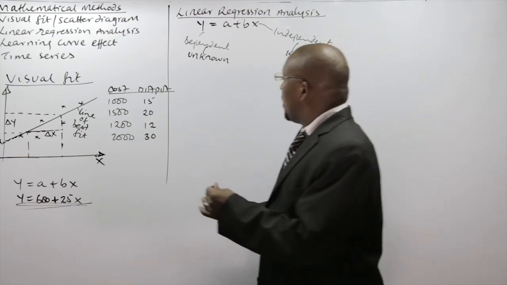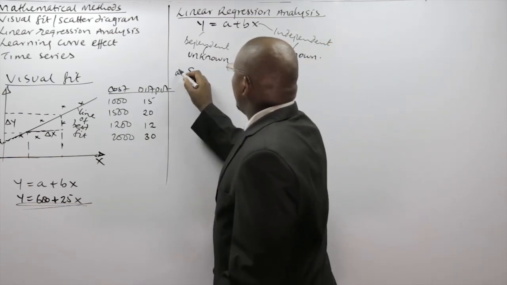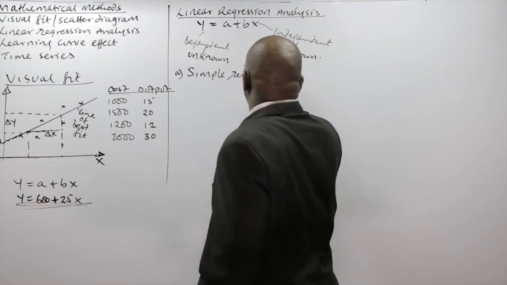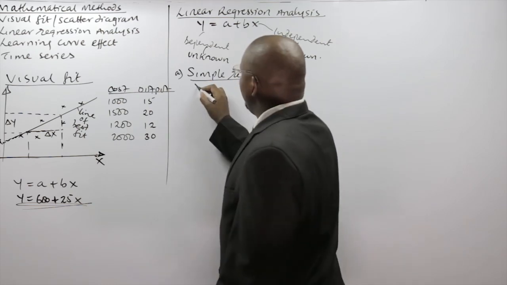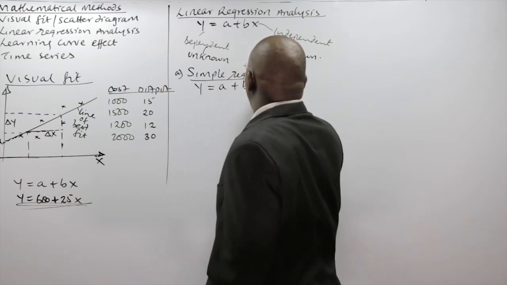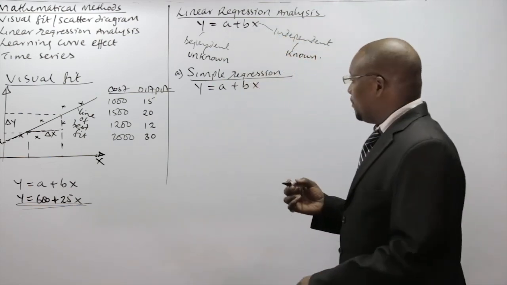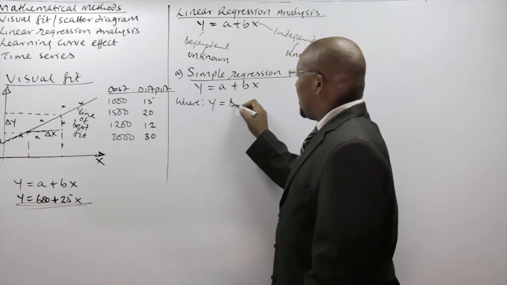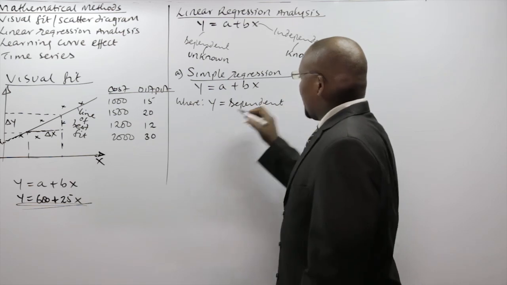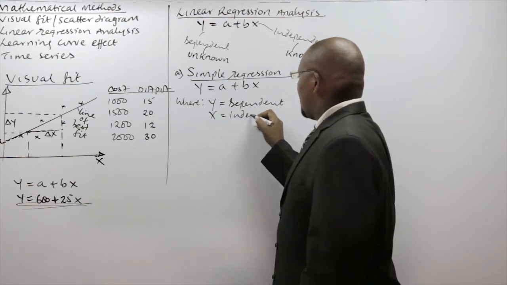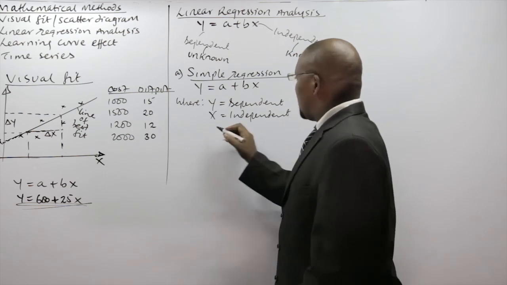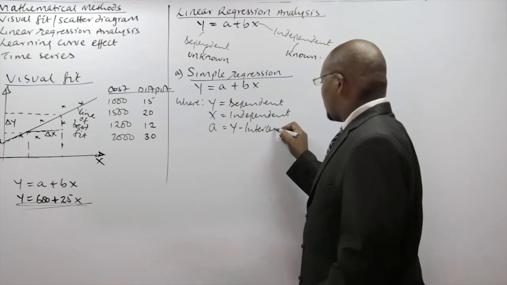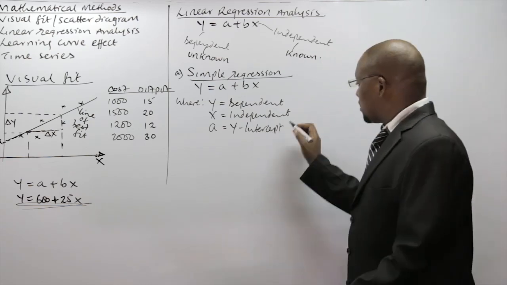So in this case, when we talk of a simple regression, then we mean that we are having y equals a plus bx. That means one independent variable. And we can say here that, where y would be the dependent variable, x would be the independent, then a would be the y-intercept. This y-intercept means constant.